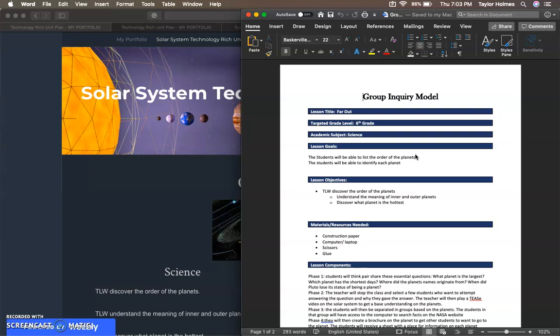Our lesson objectives will be: the learner will discover the order of the planets, understand the meaning of inner and outer planets, and discover what planet is the hottest. Some of the things we might need are construction paper, a computer, laptop, scissors, and glue.